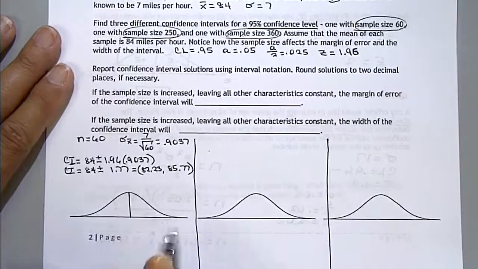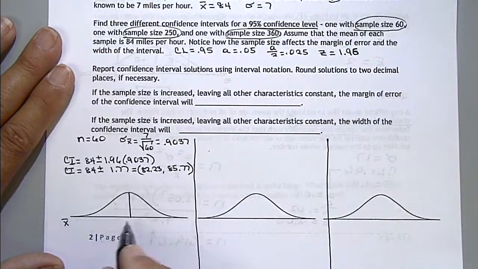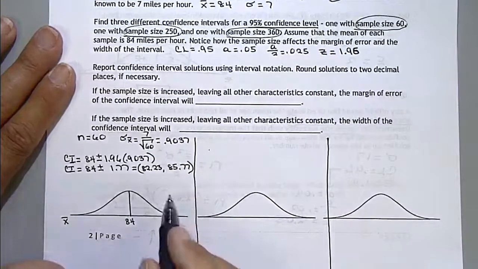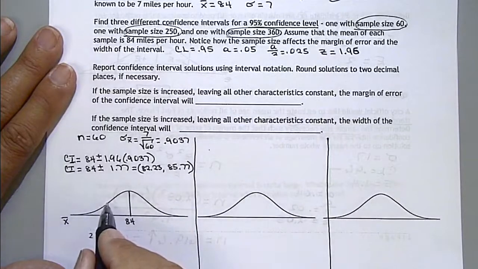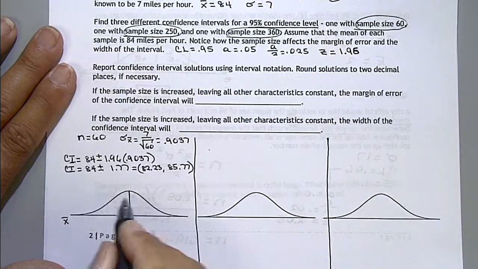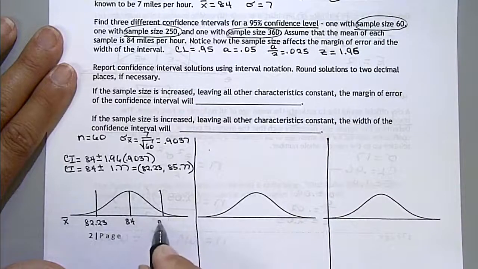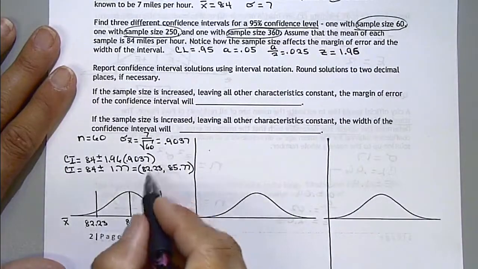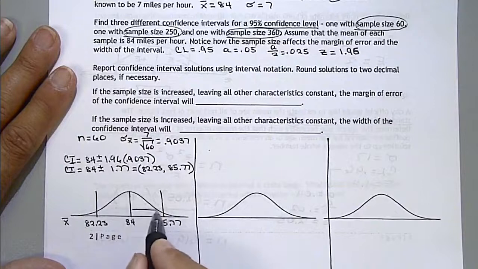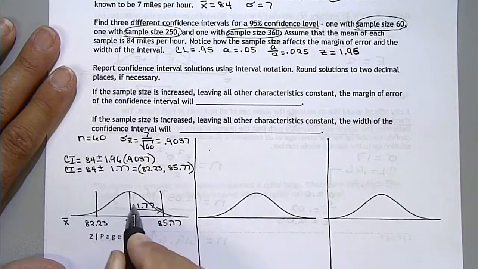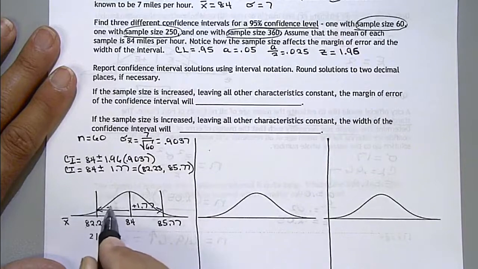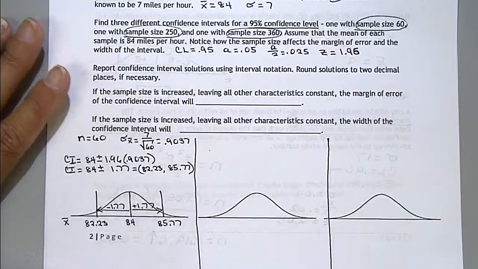All right, here's how it would look, right? I will only put on there these sample means. The middle one is the sample mean, the one we got. And it went from 82.23 to 85.77. That's what it did, right? Margin of error is in here. Margin of error would be from here to here, would be plus 1.77. And to get here, I went minus 1.77. Okay, that's just so you can see what's happening.